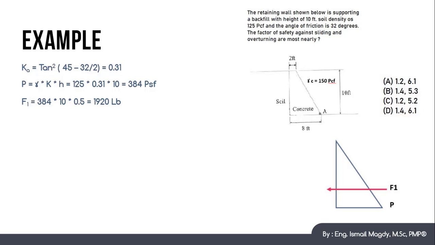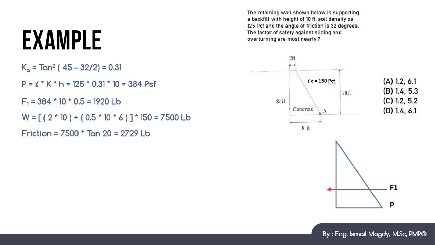Now let's calculate the weight of this retaining wall or gravity wall, and it will equal the area of this shape multiplied by the gamma of the concrete. Let's divide the retaining wall into rectangle and triangle. So the area of the rectangle will be 2 foot multiplied by 10 plus the area of the triangle, which is 0.5 multiplied by 10 multiplied by 6, all multiplied by the gamma of the concrete, which is 150. So this will be total of 7,500 pounds.